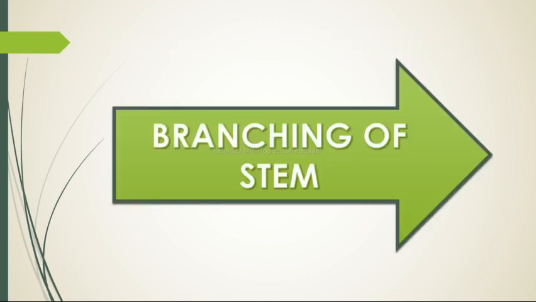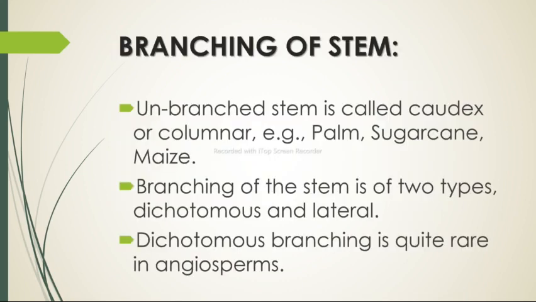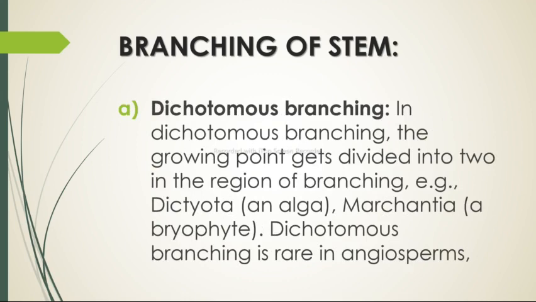Next, I am going to discuss the branching of stem. Branching of stem. Unbranched stem is called the caudex or columna, for example, in palm, sugarcane and others. Branching of the stem is of two types, which are dichotomous and lateral. Dichotomous branching is quite rare in angiosperms. So first I'm going to discuss the dichotomous branching.